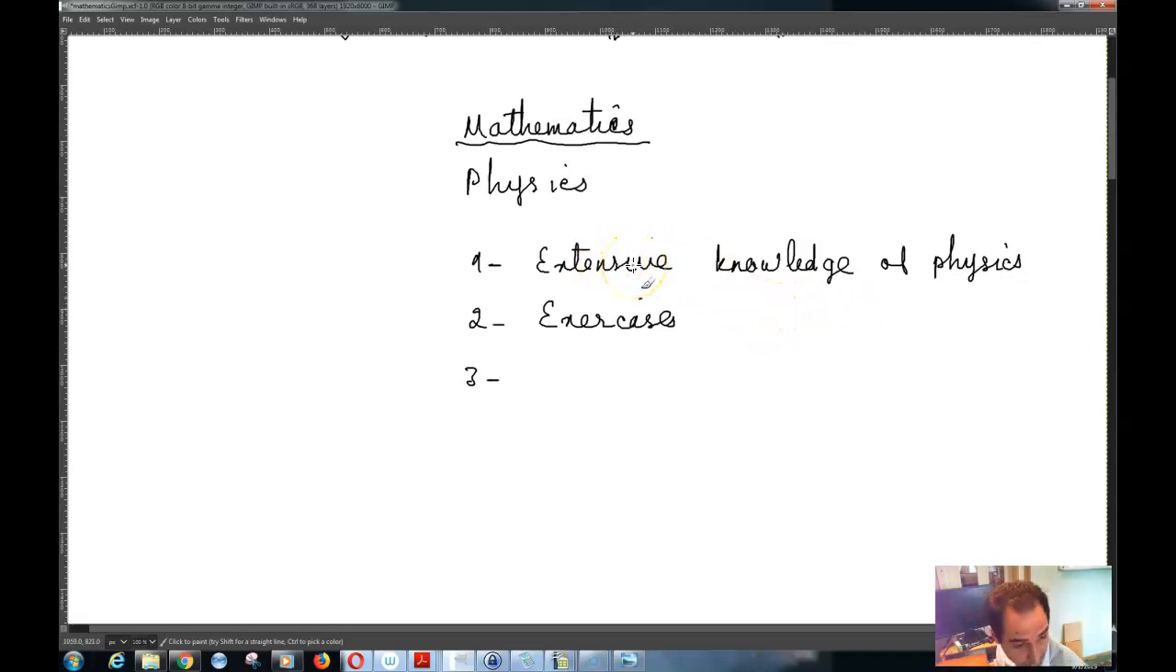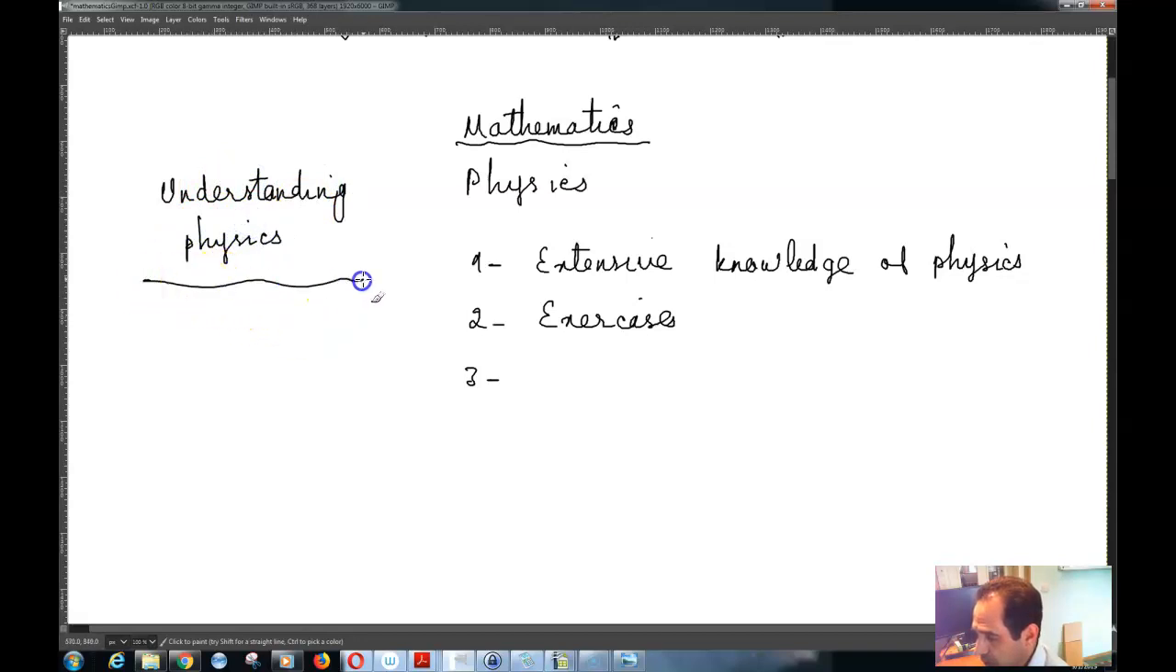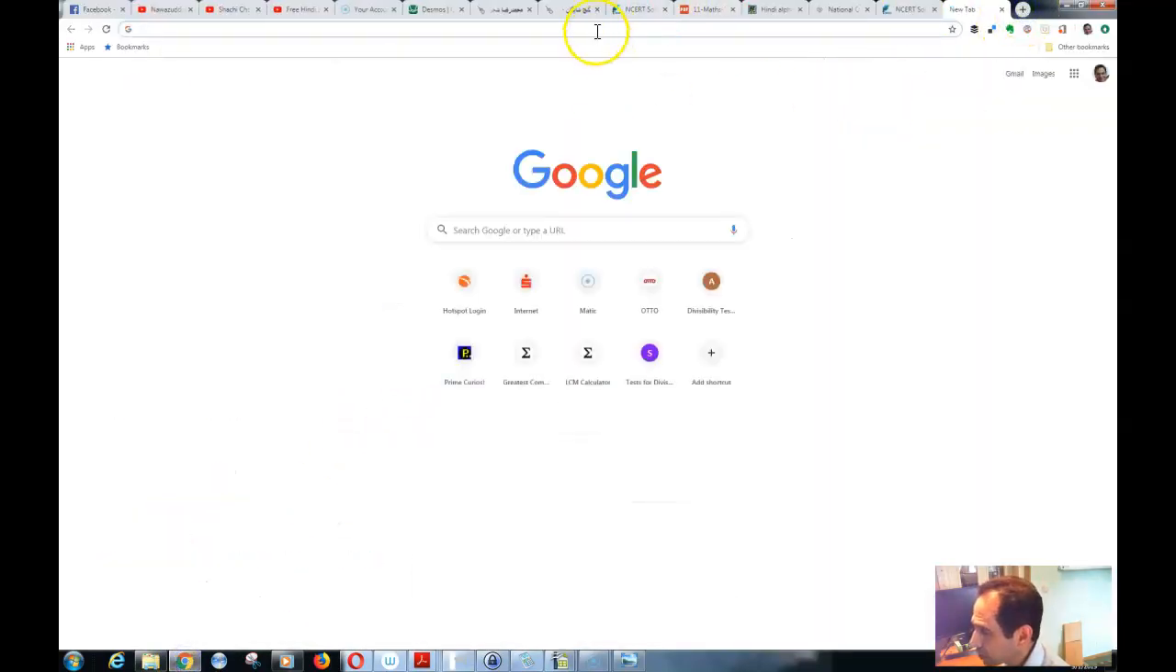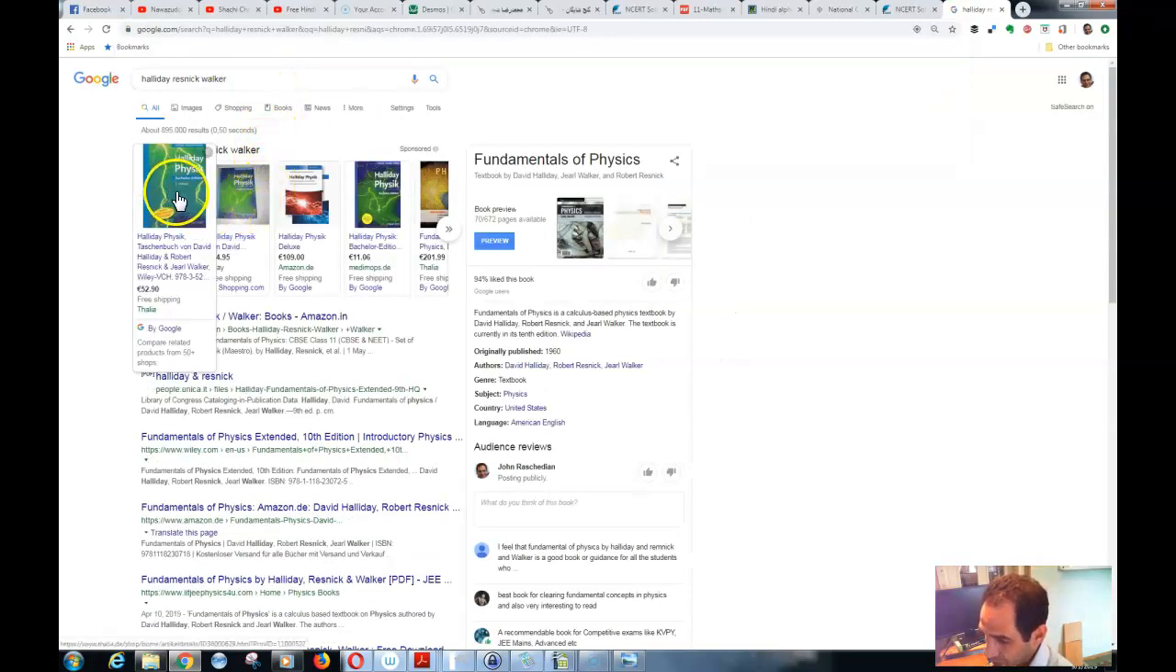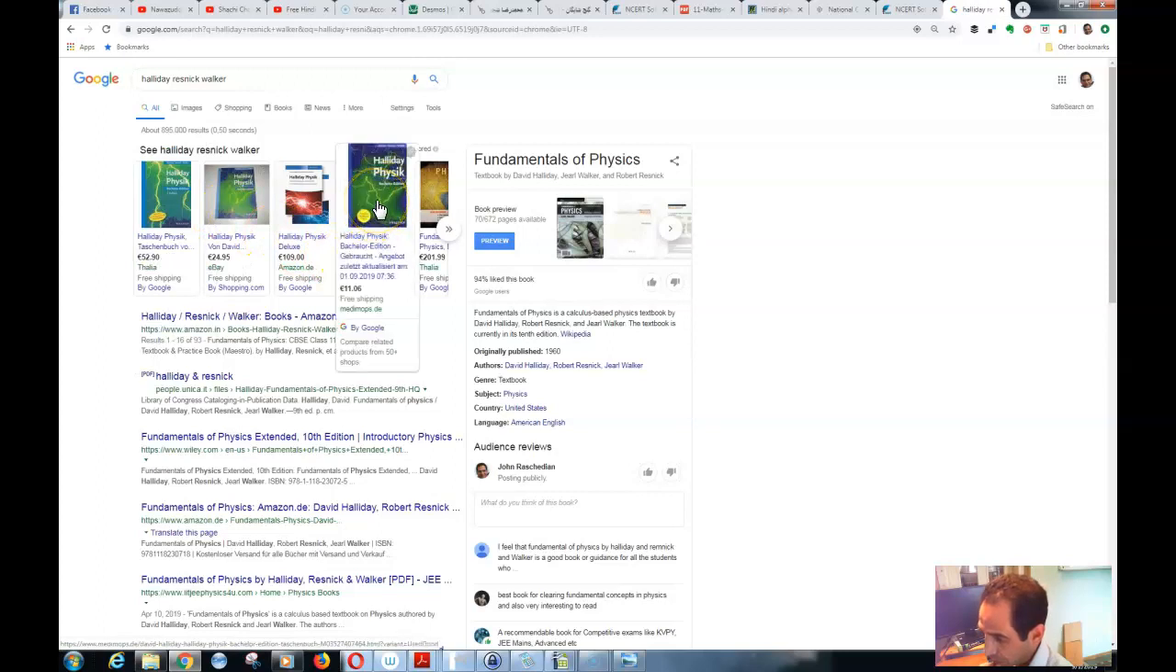So for example, there is a book called Understanding Physics. Or there is another book which is basically some version of the very famous physics book by Halliday, Resnick, Walker. So this is the book. This is the physics book, and it's called The Fundamentals of Physics.